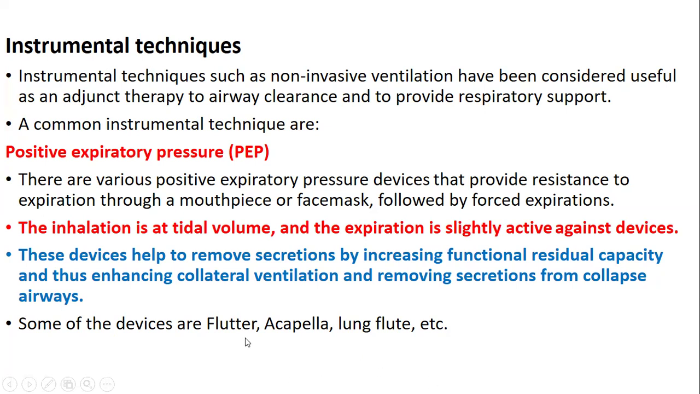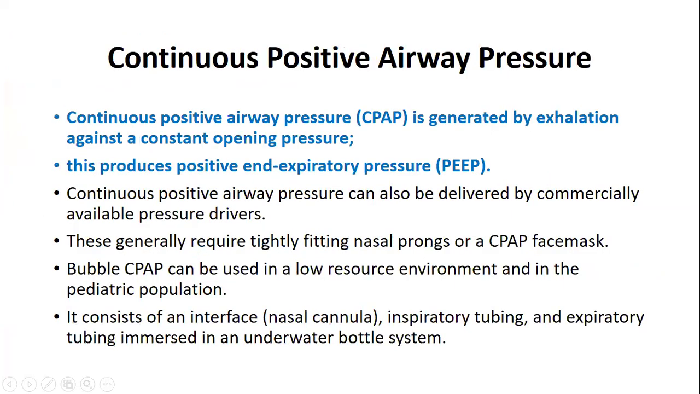These devices will include devices such as the flutter, a cappella, lung flute, among others. Others offer continuous positive airway pressure. Okay. There are also equipment that use positive airway pressure, which will include inspiratory tubing as well as expiratory tubing, immersed underwater in an underwater bottle, and a bubble CPAP. So there are quite a number of those instruments that work on this kind of techniques.